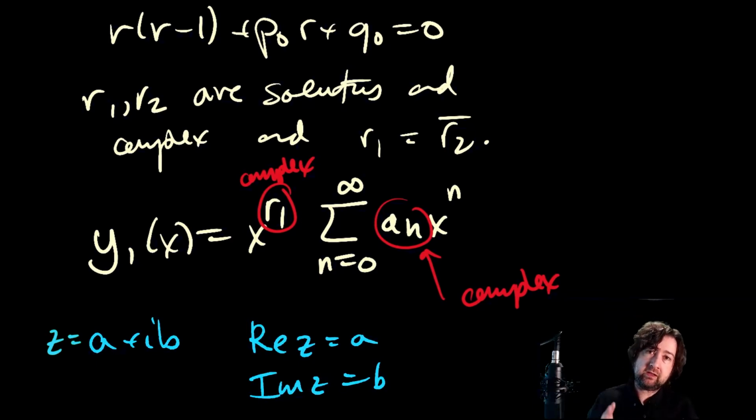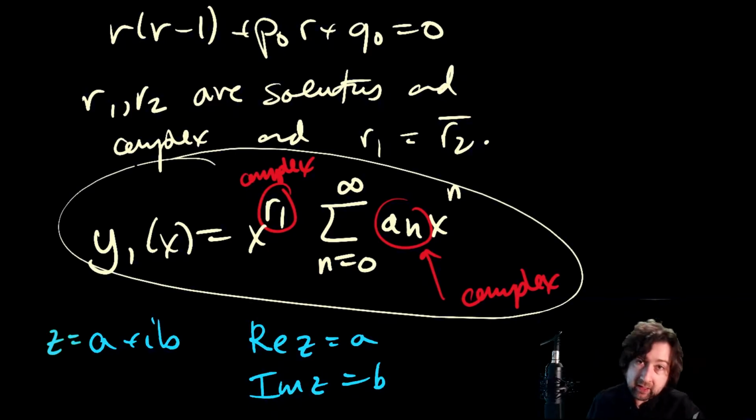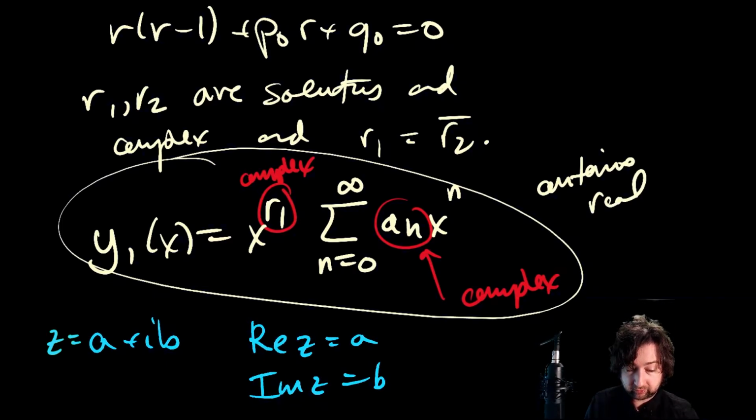And the same exact idea of computing the real and imaginary part of a complex number is used to build two real valued solutions to the differential equation that are linearly independent. It's going to turn out to be the case that this thing right here contains both of the real solutions inside of it. So this contains the real solutions.